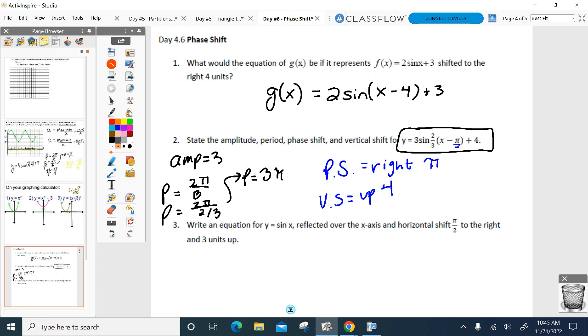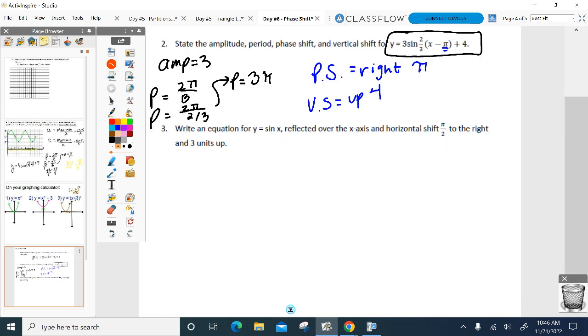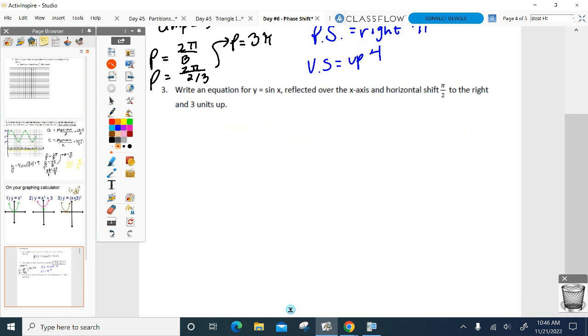What I was about to say was you do not have to graph these. I will never have you graph anything with a horizontal shift, just up and down. All good? All right, let's keep going. Got 2 more to do. Take y equals sine x and do the following and write the equation.